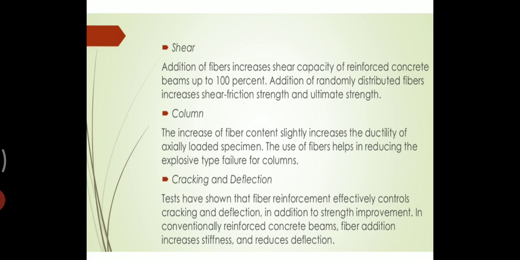Then in case of shear behavior, addition of fibers increases the shear capacity of reinforced concrete beams up to 100%. Addition of randomly distributed fibers increases shear friction strength and ultimate strength. Then in case of column, the increase of fiber content slightly increases the ductility of axially loaded specimen. The use of fiber helps in reducing the explosive type failure for columns.